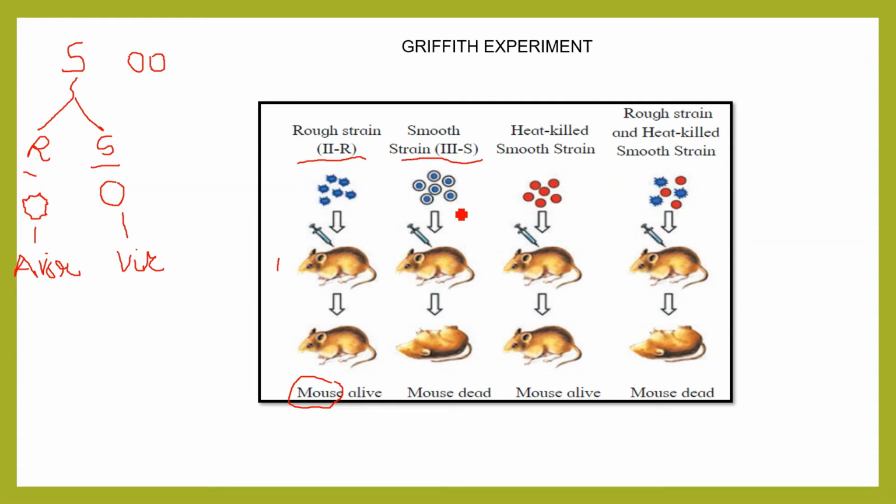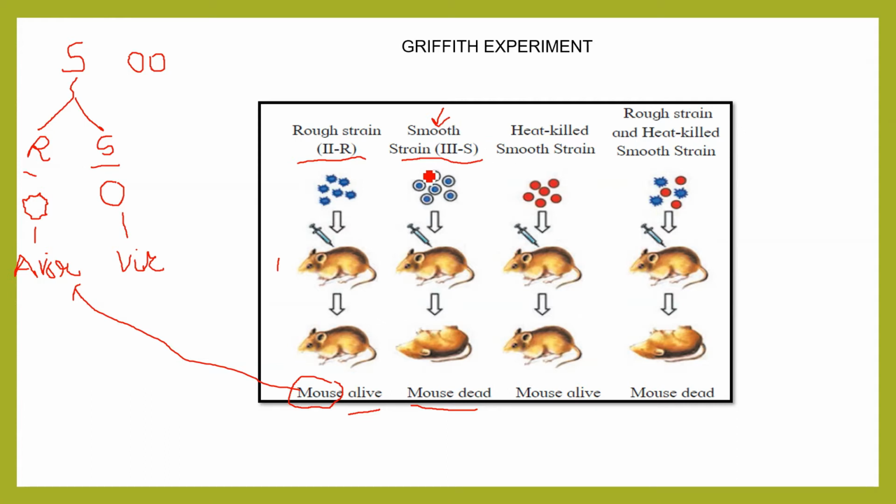Now when he injected the rough strain of this Streptococcus pneumoniae, he waited for some time and he saw that the mouse is alive. It means the conclusion that the R type is avirulent is almost right. But what did he see with the next type, the smooth strain? When he injected the smooth strain, as in this diagram you can see, it is very smooth, the covering is not rough. The mouse died.